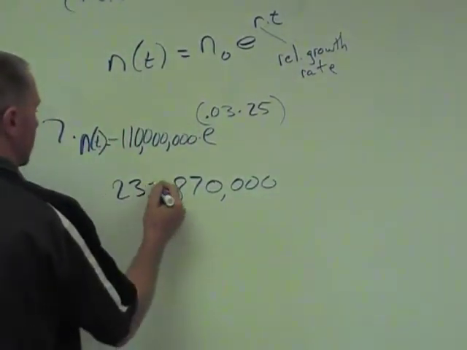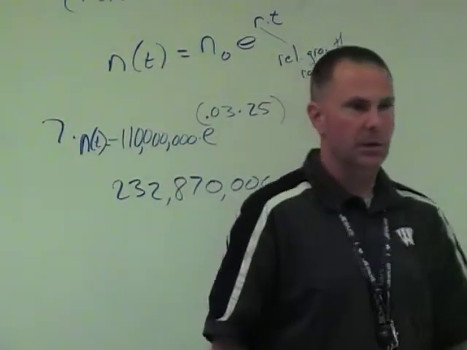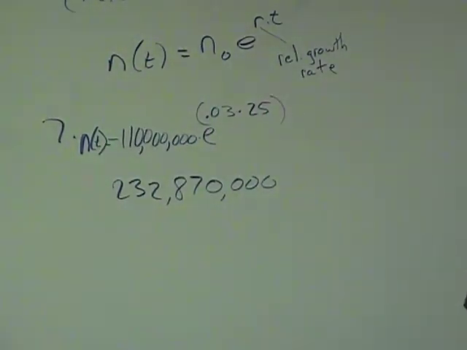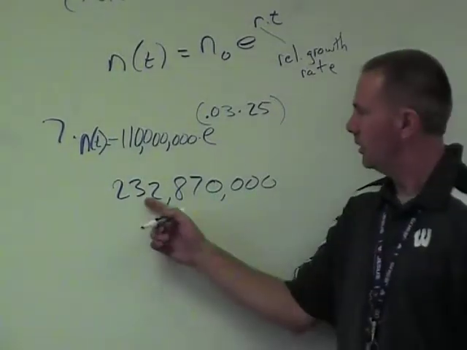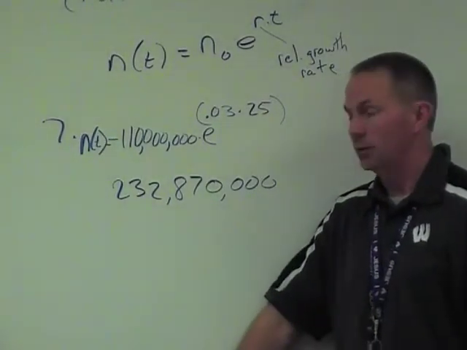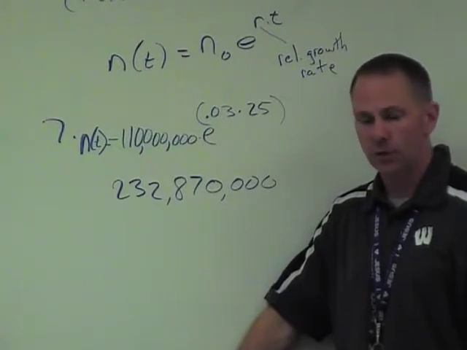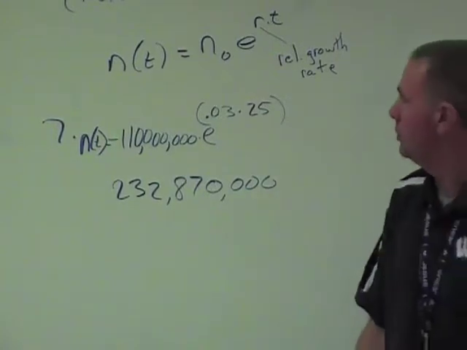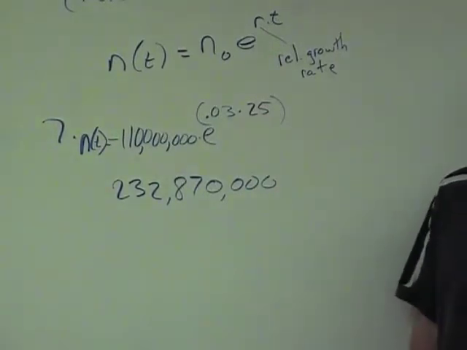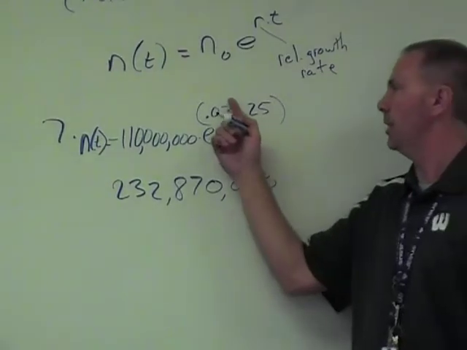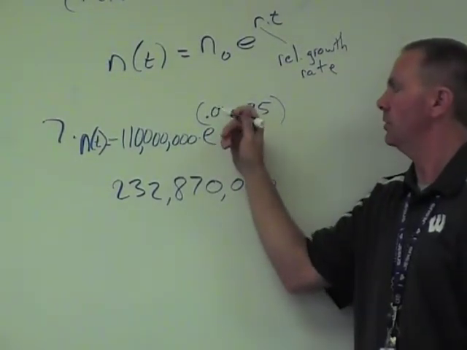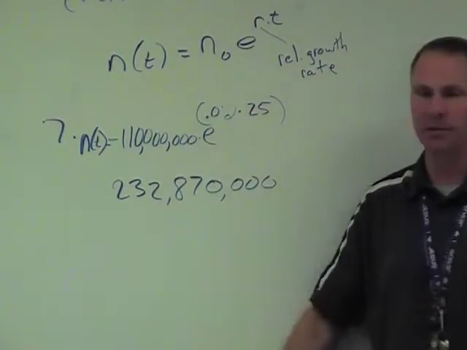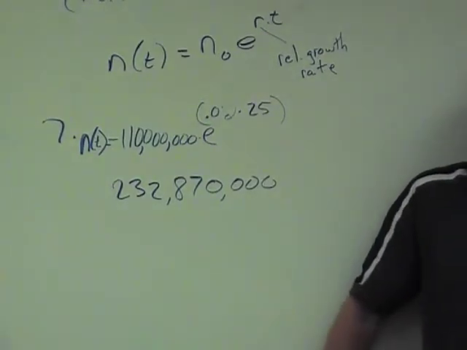Yep. Okay, so 232 million people. Over a 25-year period, it grew 122 million. Okay? Part B says the relative growth rate is reduced to 2%. So the only difference in Part A and Part B is this. Part B, I'm just going to make this 0.02. Change it to a 2% and see what happens. That's all you have to do on number 7. 2 different problems, 2 different rates.